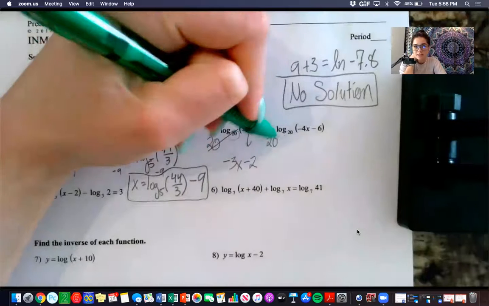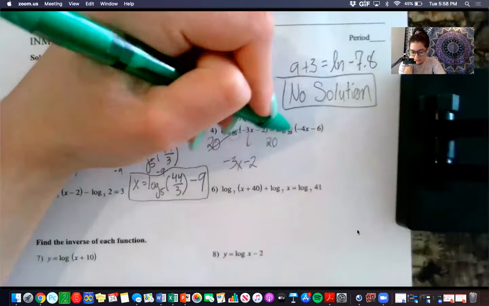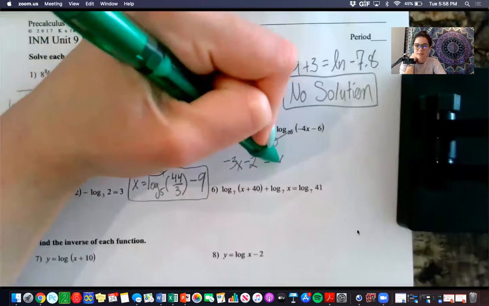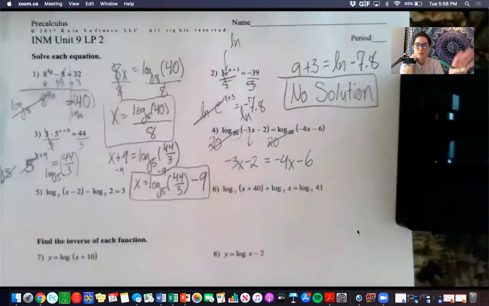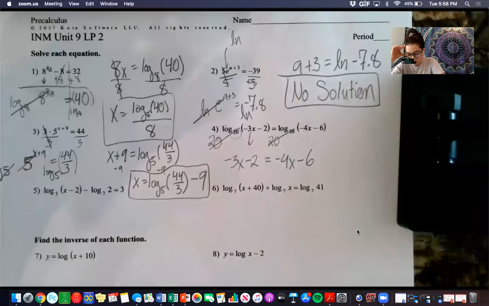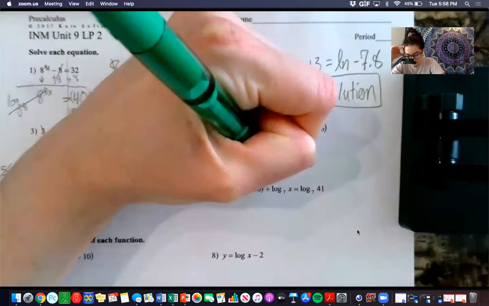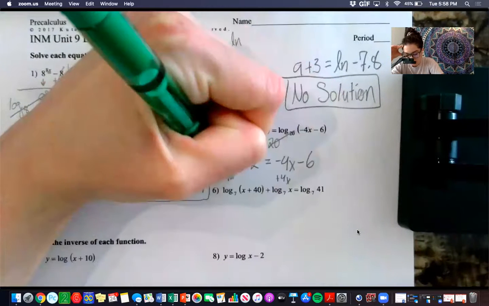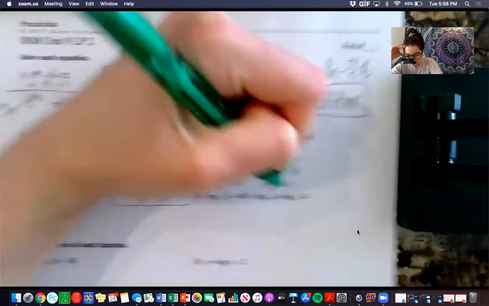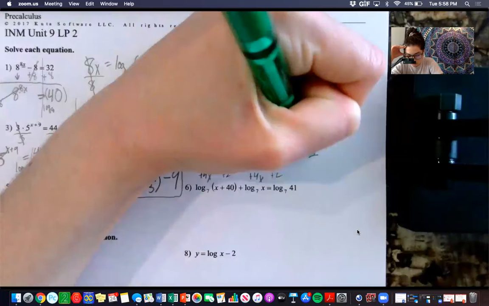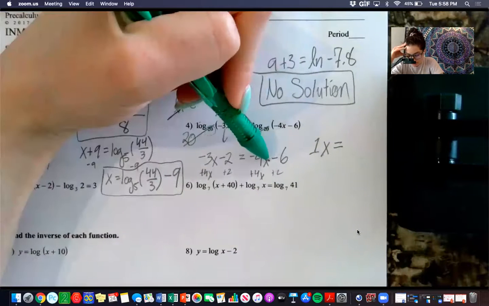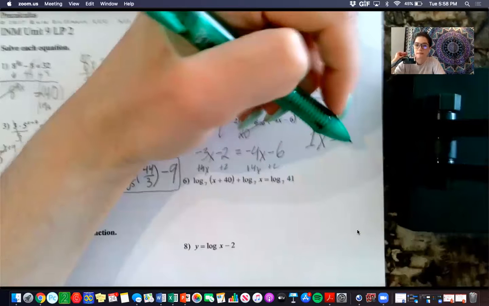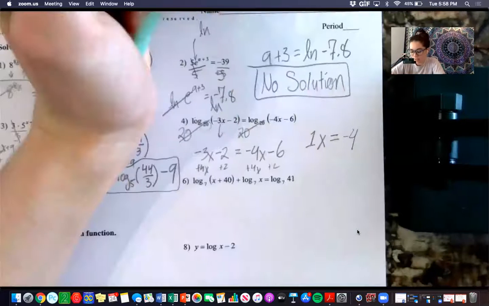Hey, same bases, they're gonna cancel out. And I just get negative 4x minus 6. Well, now this is a basic algebra 1 problem. Let's get all my x's on one side, all the numbers on the other. We'll add 4x, and then we'll add 2. So I get positive 1x equals negative 6 plus 2 is negative 4. Awesome. So I know what x equals.